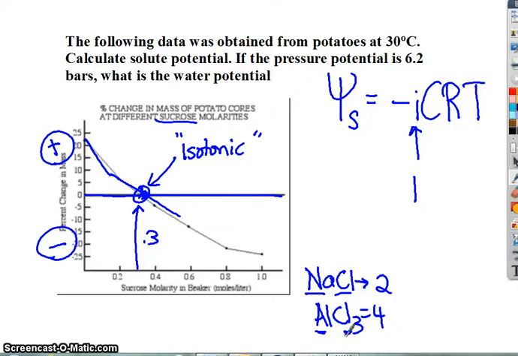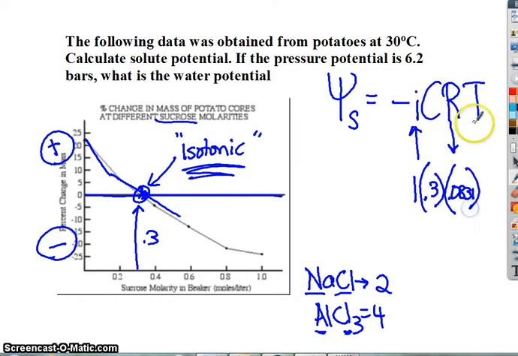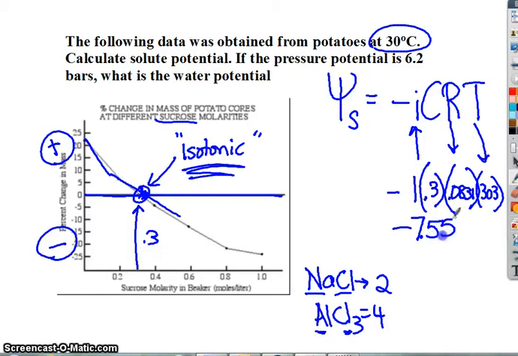C is that molarity that you just calculated here. So C is really the only thing that you actually have to use the graph for, and in this case that was 0.3. R is a constant. They provide that for you, 0.0831. And then temperature has to be in Kelvin. They even tell you that on the formula sheet. So our temperature was 30 degrees Celsius. We would add to that 273, and that would give us 303 Kelvin. It's going to be negative. And when you calculate that, you get negative 7.55 bars.